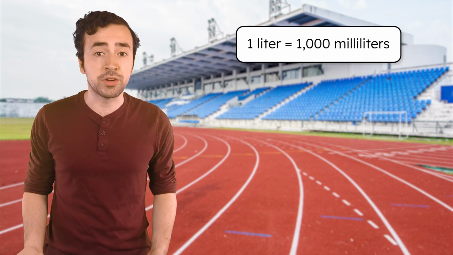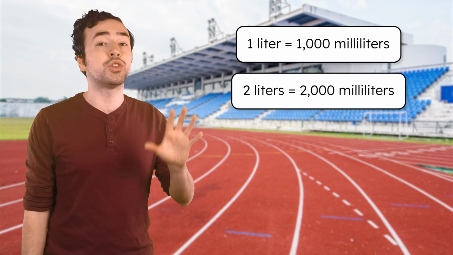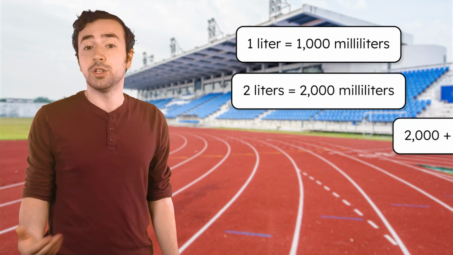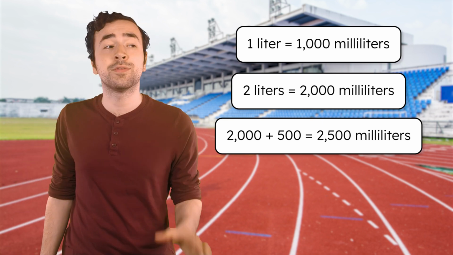We know that 1 liter equals 1,000 milliliters, so 2 liters equals 2,000 milliliters. And 2,000 plus 500 equals 2,500 total milliliters of drinking water per day. Finally, let's check the mass of some essential equipment.